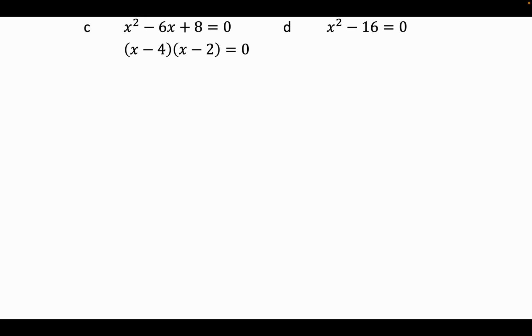Once we get it factored, we can split it, so we have either x minus 4 equals 0 or x minus 2 equals 0. Taking each of those equations, solving them for x, adding 4 on the left, adding 2 on the right, we get x equals 4 or x equals 2.